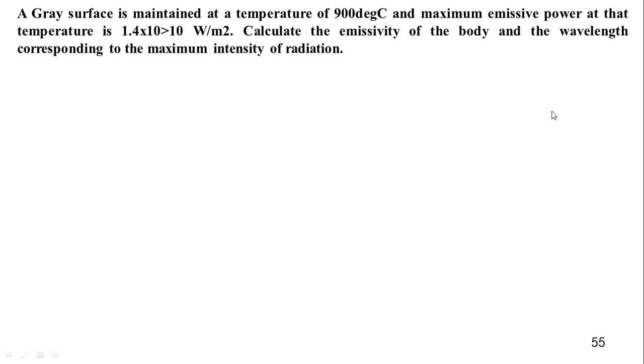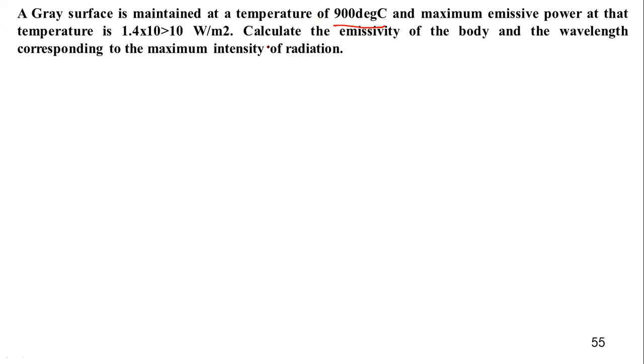So we have a lot of formulas related to radiation. In this problem, we find the emissivity factor. Just see the problem. In this problem, the gray surface is at 900 degrees Celsius. We have black body radiation and gray body radiation. We have more emission of radiation in a black body.